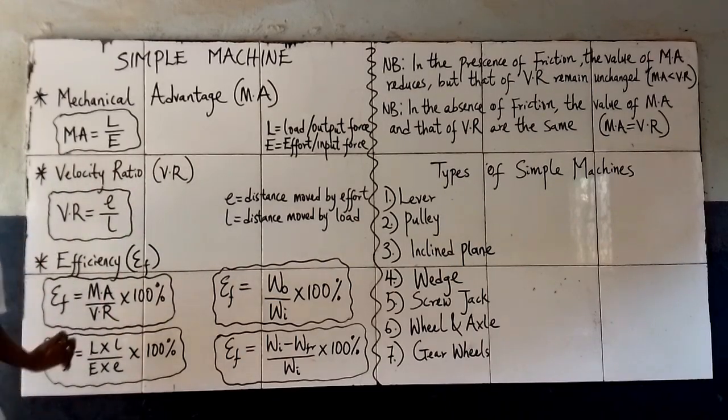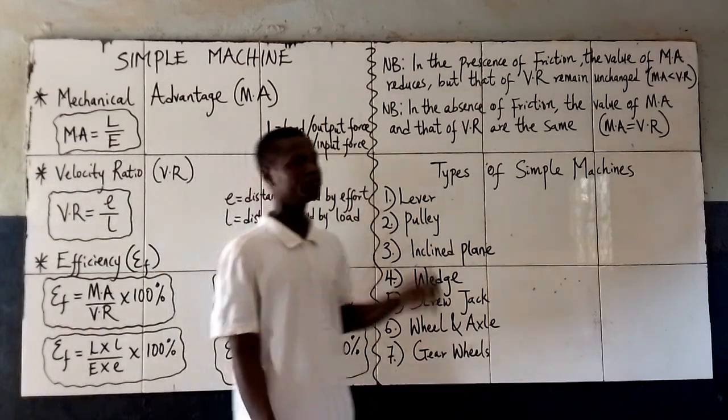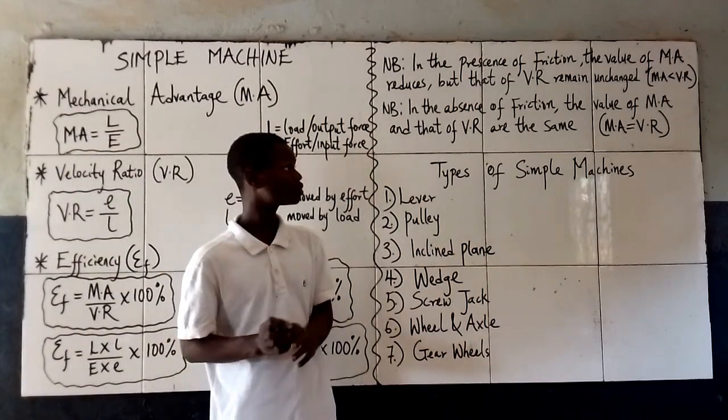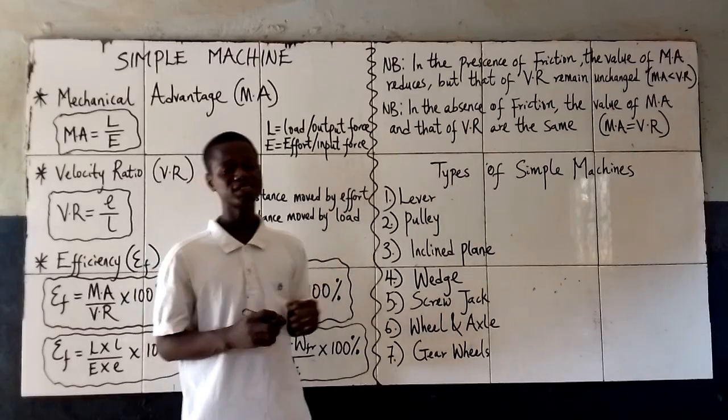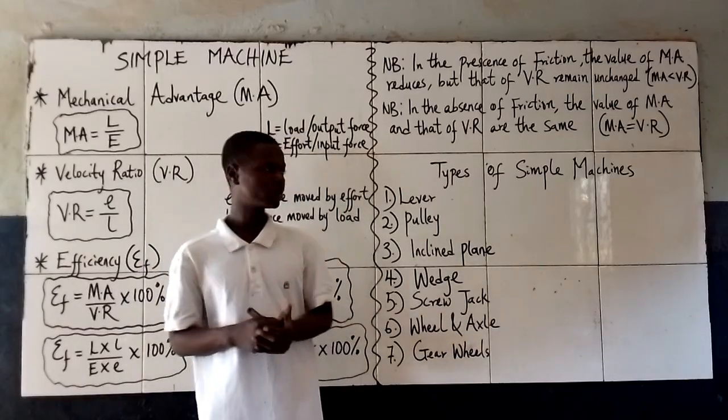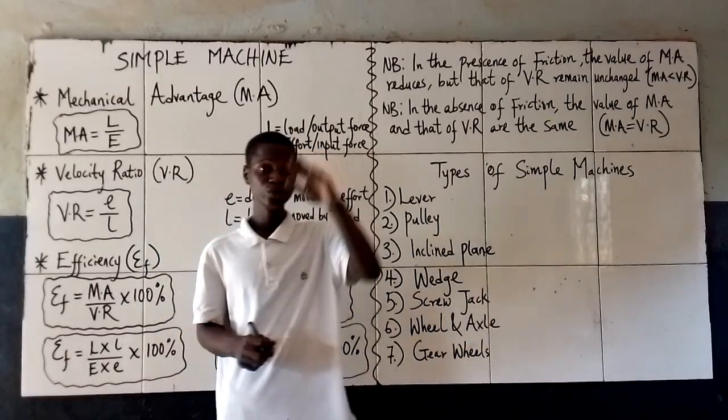Now guys, now we know this, we will be looking at what we have here. They say that in the presence of friction, the value of MA, and what is MA? MA is telling us what? The mechanical advantage. The value of MA reduces.